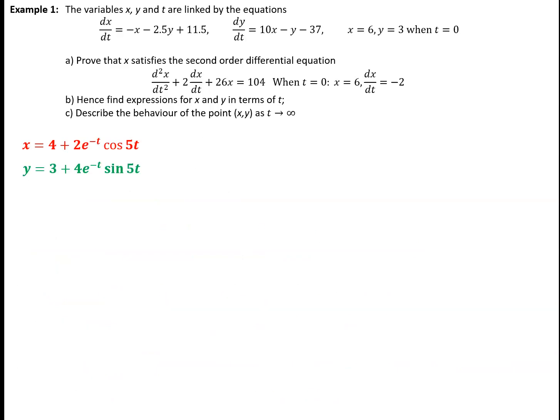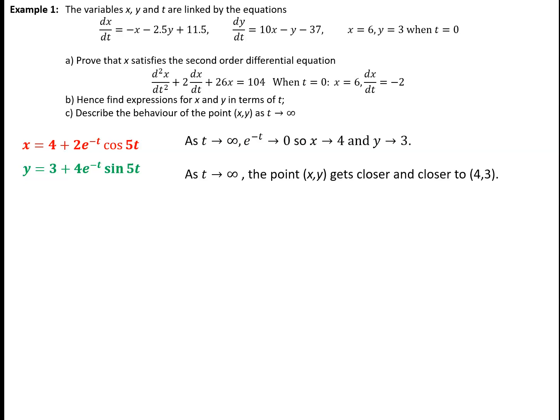Describe the behaviour of the point xy as t tends to infinity. Well, as t tends to infinity, e to the minus t tends to 0, so the value of x must get closer and closer to 4, the value of y must get closer and closer to 3, so the point xy is going to get closer and closer to the point 4, 3.